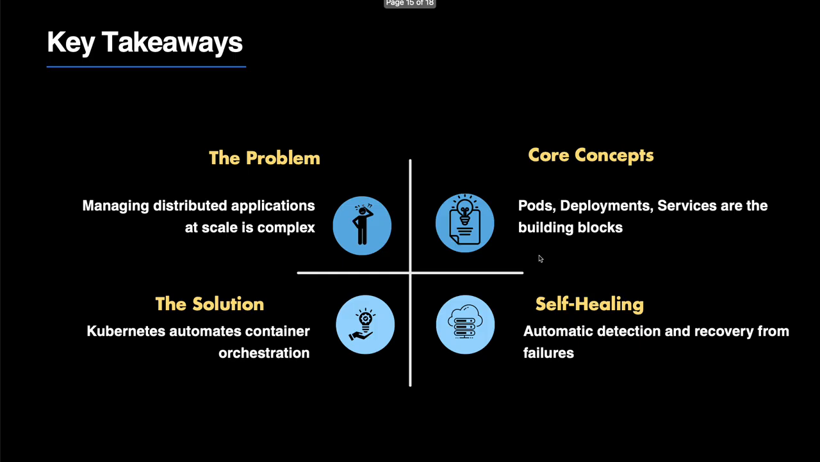So, what are the key takeaways? There are five key takeaways. First, the problem: managing distributed applications at scale is complex. Second, the solution: Kubernetes automates container orchestration. Third, core concepts involve pods, deployments, and services, which are the building blocks of Kubernetes. And fourth, self-healing makes systems genuinely reliable.